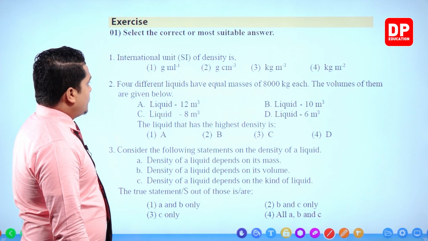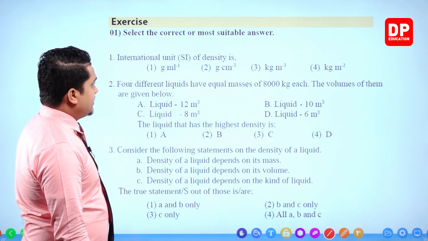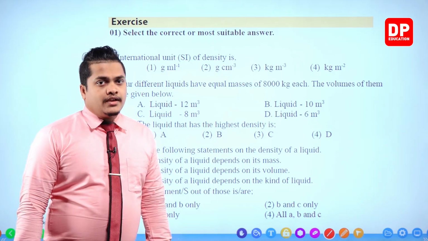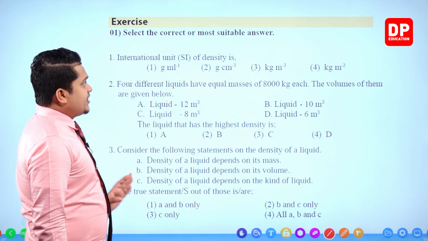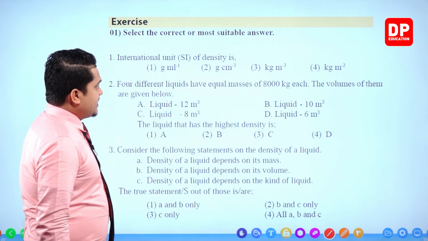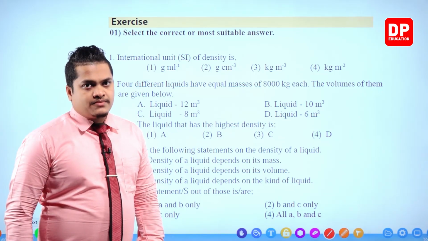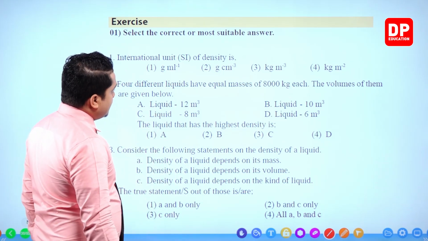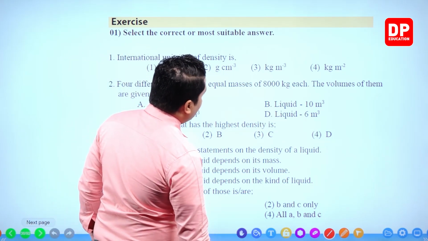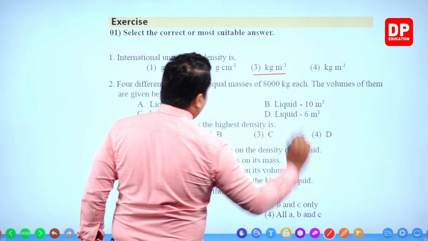Here it is given number 1, the international unit, the SI unit of density. My dear children, it's pretty obvious. You know that the international standard unit, the SI unit of measuring density, is kilograms per cubic meter. Kilograms per cubic meter is the answer then. So kg m^-3 can be identified here.